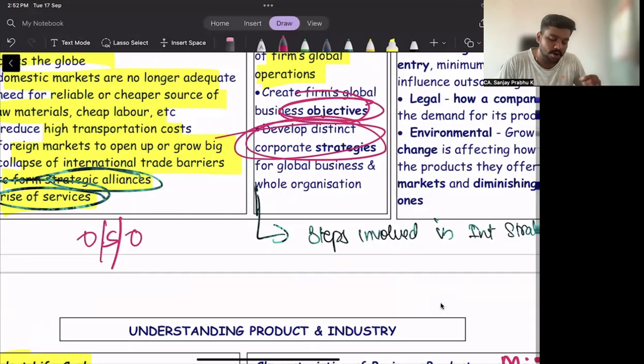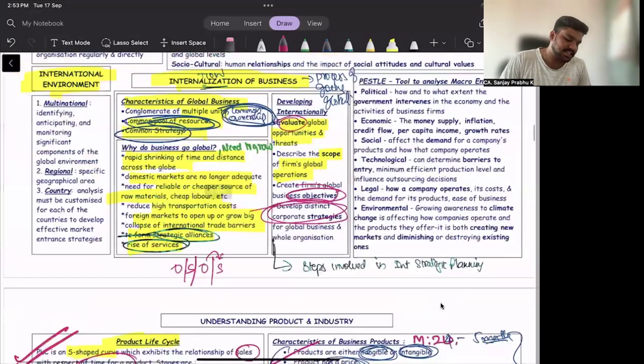What is your objective? And now, to achieve this objective, you have to develop strategy. You have to develop corporate strategy. OSOS. What is OSOS? First one is opportunities and threats. Second one is scope. Third one is objectives. Fourth one is strategies to achieve the objective.